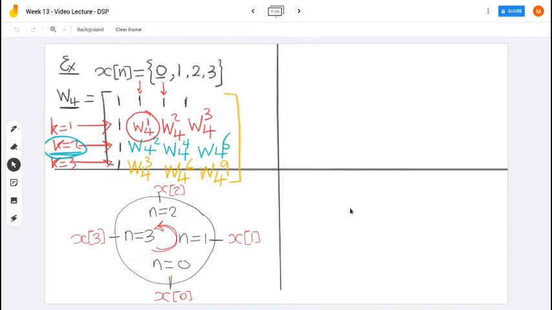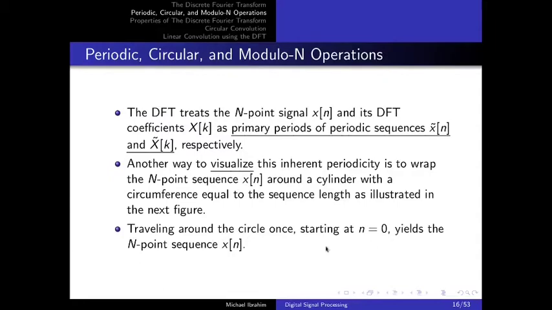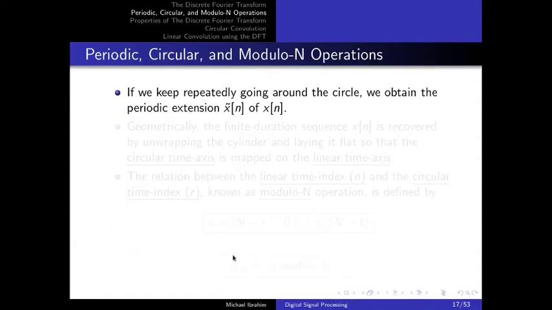So the first approach to deal with this periodicity is the periodic extension, that is, to repeat the samples every period capital N. The second approach is to draw a circle and put the samples on a circle, and the third approach is the modulo operation. Traveling around this circle once, starting at n equal to 0, will give us the N-point sequence x of n. If we keep repeatedly going around this circle, we obtain the periodic extension x tilde of n, which is basically the samples being repeated over and over from minus infinity to positive infinity as a periodic signal.